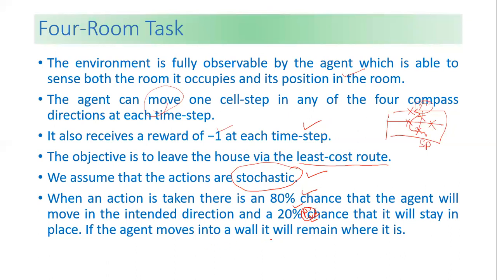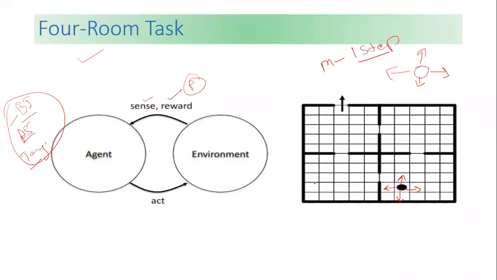If the agent moves into a wall, it will remain where it is. Just like that, right now this agent is here, and we are assuming the agent has taken this step. If the agent takes any step and interacts with the wall here, what happens? The agent will remain in its place. So it will be the same state. But if it moves in that direction, what happens? Whatever action it has taken to move this side, then the state of the agent will change.